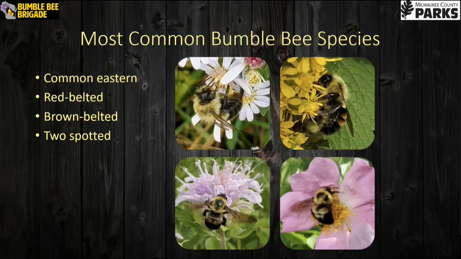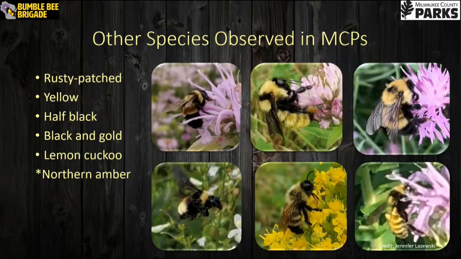As of 2019, there have been 10 species of bumblebees documented in Milwaukee County parks. The four most abundant are the common eastern, the red-belted, the brown-belted, and the two-spotted. Also found in our park system are the rusty patch, the yellow, the half-black, the black and gold, the lemon cuckoo, and we did have a single instance in 2018 of the northern amber being found in our park system.